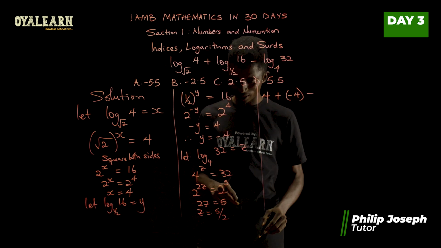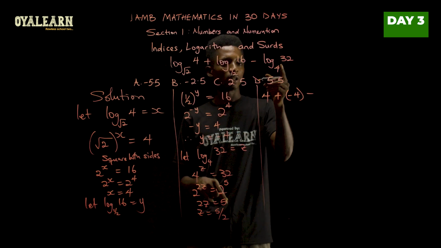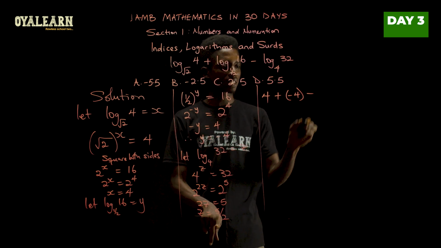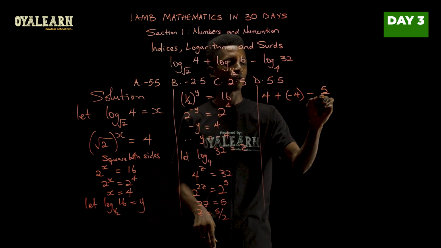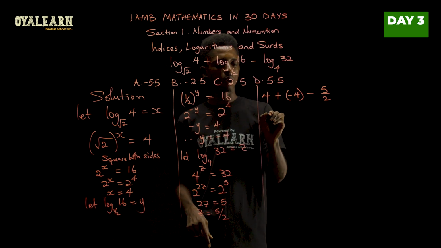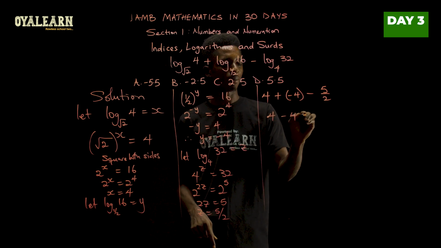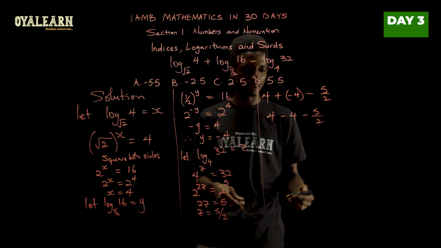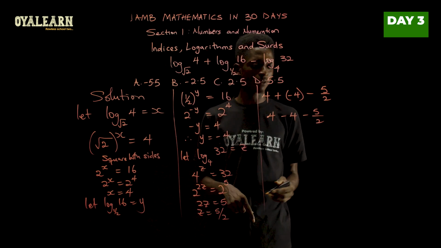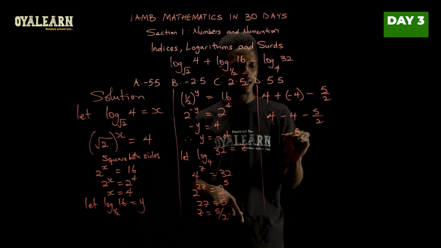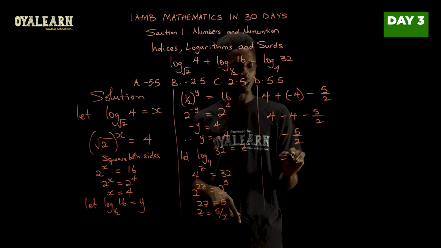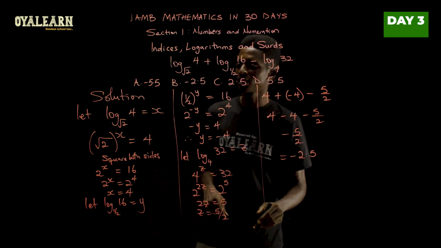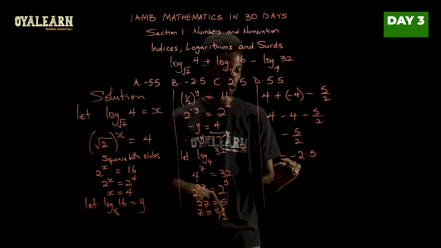Then minus log base 4 of 32. We solved that and we got 5 over 2. Now, what we have here is 4 minus 5 over 2. So 4 minus 4 is 0. And 0 minus 5 over 2 will give us minus 5 over 2, which is negative 2.5. That is, the correct answer is option B.